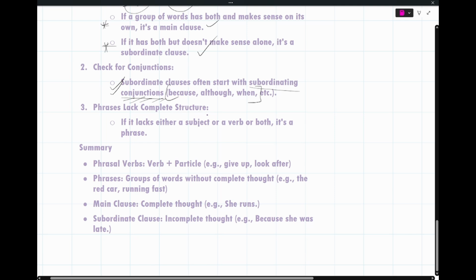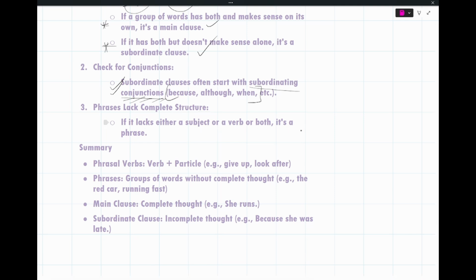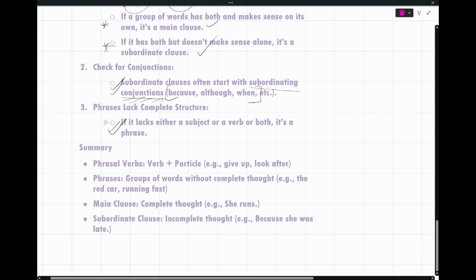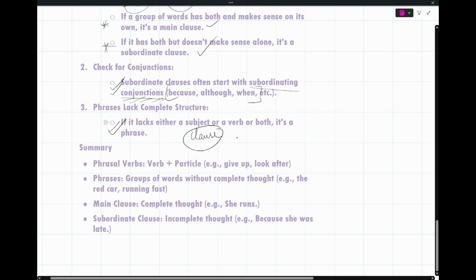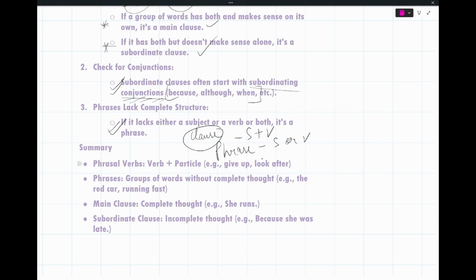Then phrases lack complete structure. If it lacks either a subject or a verb or both, it's a phrase. So, phrase, again, we reflect back to what a phrase is. It will have only a subject or only a verb, right? It won't have both together. If it does have both together, then it's a clause, it's not a phrase. So a clause is supposed to have subject plus verb, and a phrase is supposed to have either a subject or a verb, okay? Or it can even lack both. So it's just a bunch of noun phrases or preposition phrases, and those were the categories we discussed earlier.